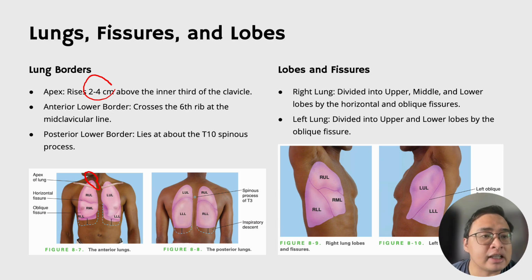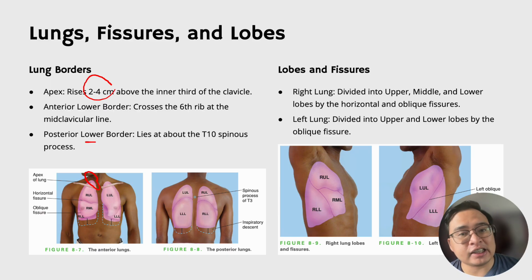Okay. Next, the anterior lower border crosses the 6th rib at the midclavicular line, while the posterior lower border lies at about the T10 spinous process. So it's slightly lower at the back. Okay.